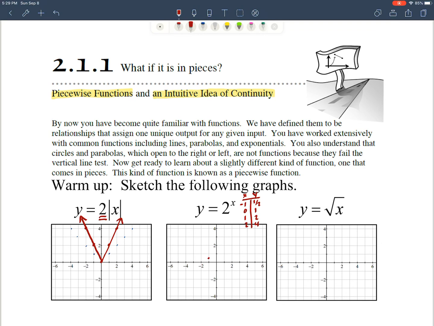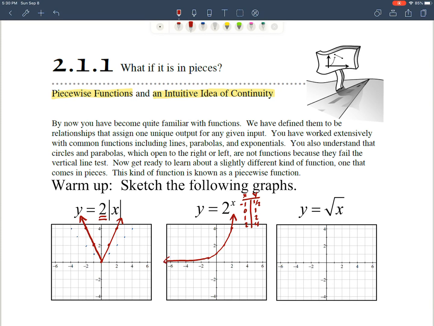So we could plot those points right on there. And remember, this one has that horizontal asymptote that runs along the x-axis. So this graph would come and then gradually start curving up more and more. And it shows you that exponential growth.